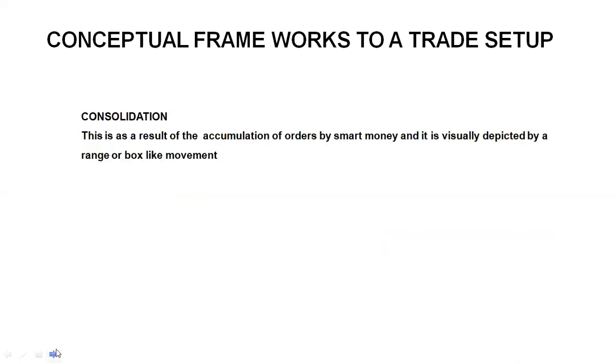Now, a consolidation is a result of the accumulation of orders by smart money, and it's visually depicted by a range or a box-like movement, right? This is one market I try as much as possible to stay away from, because the market is accumulating orders and you're not sure what direction the orders are being accumulated towards. It could be a buy, it could be a sell, it could be an accumulation of shorts or an accumulation of longs. So basically, you want to be avoiding this particular setup, right?